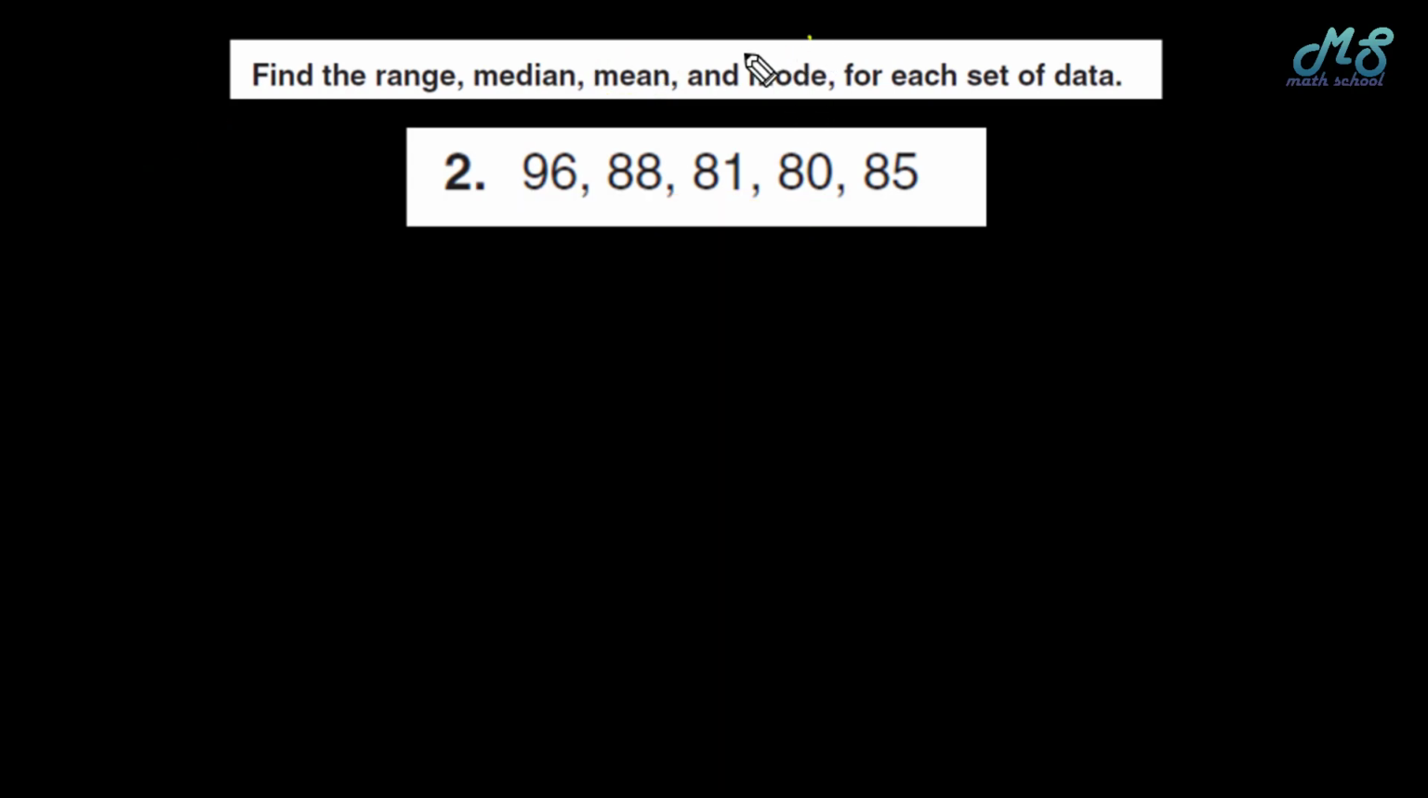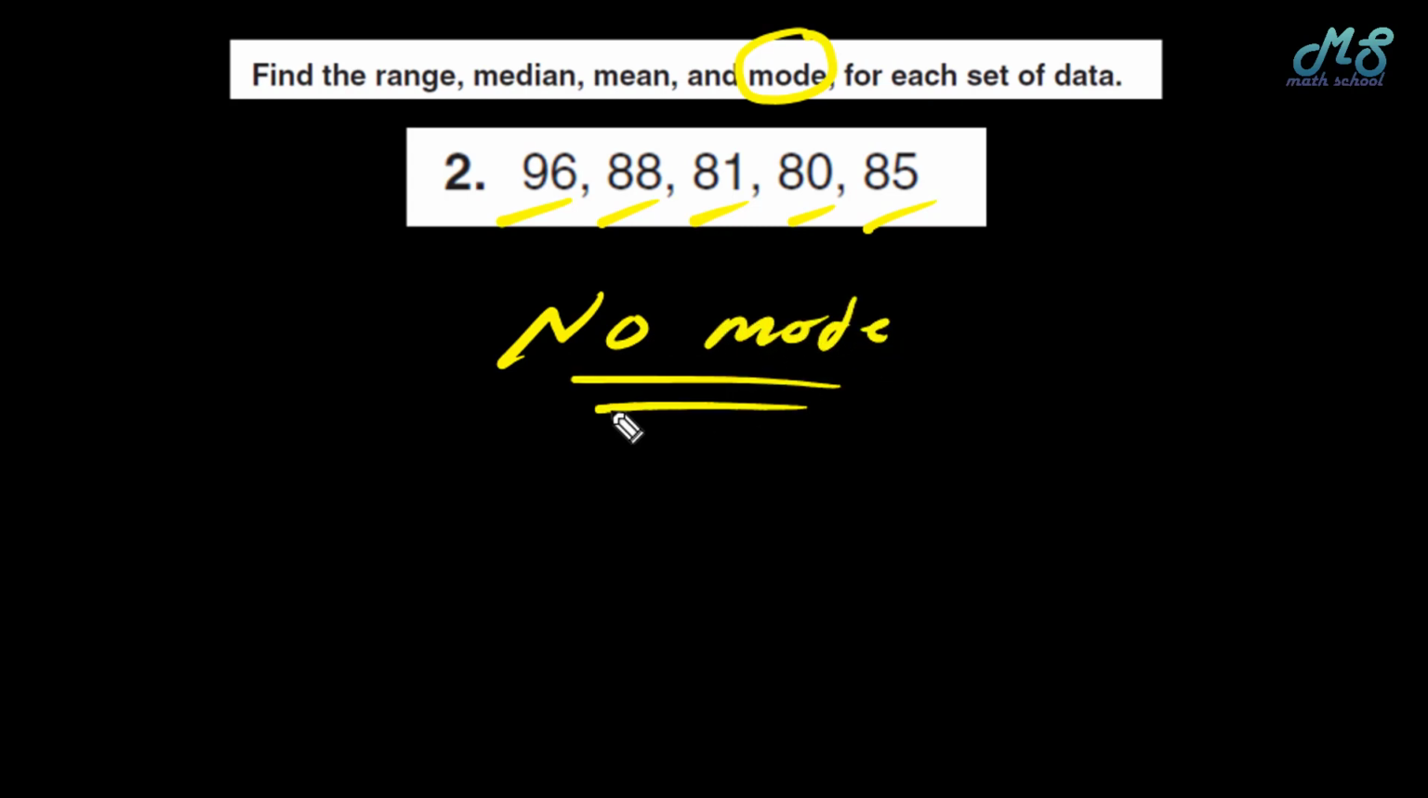Next, to find the value of the mode. The mode is the most repeated number. We have 96, 88, 81, 80, 85. What do you note? Yes, we note that we don't have any number that is repeated. Now we can say that there is no mode for these values.